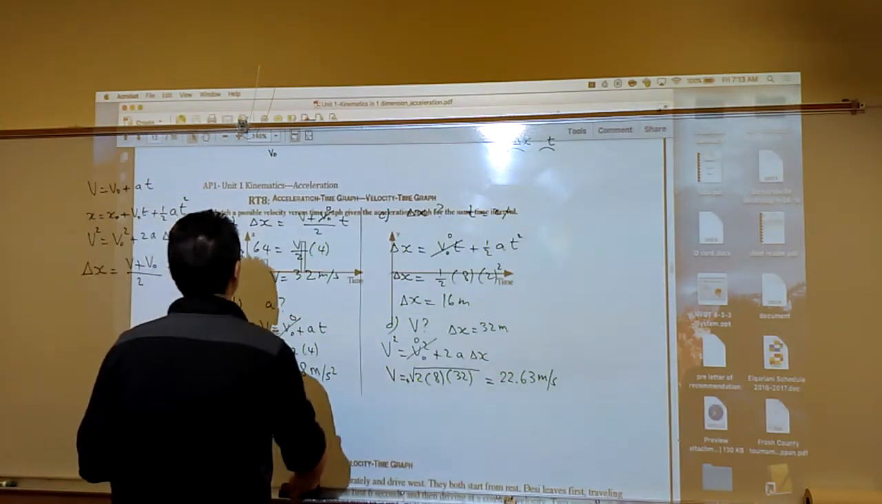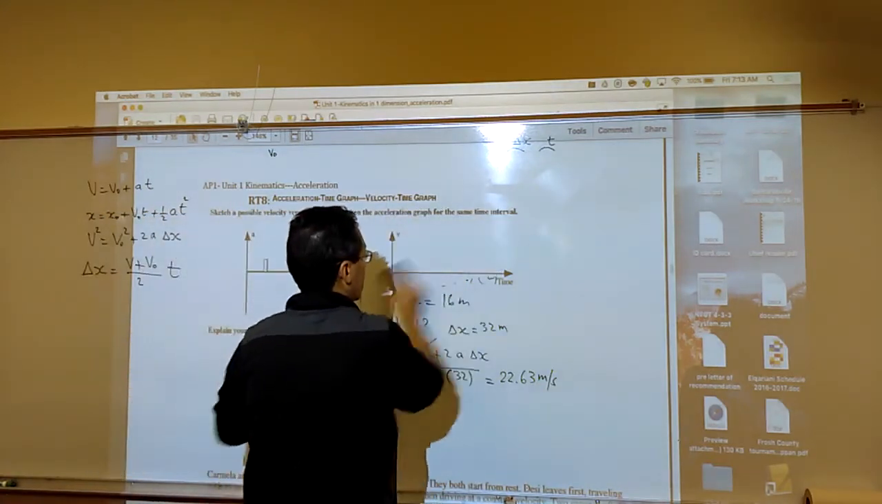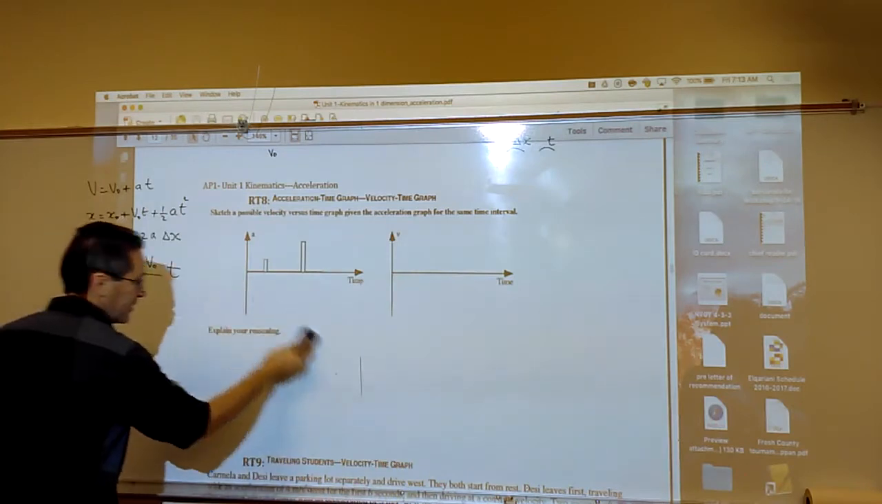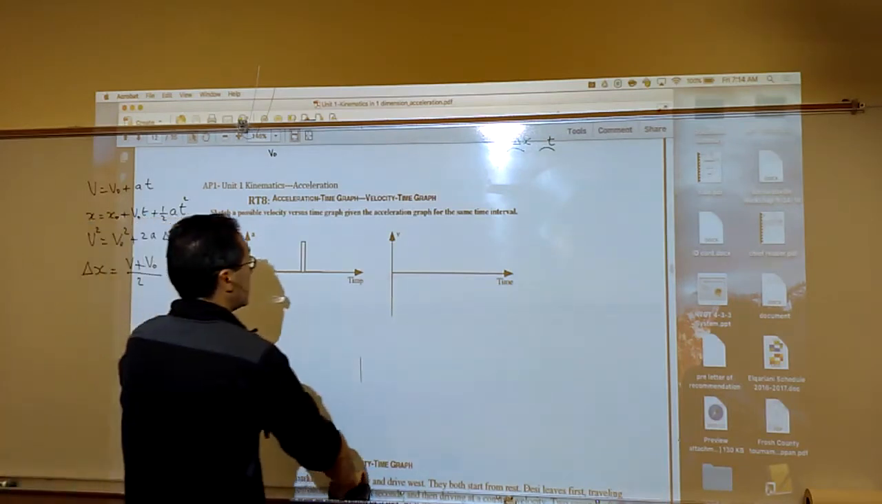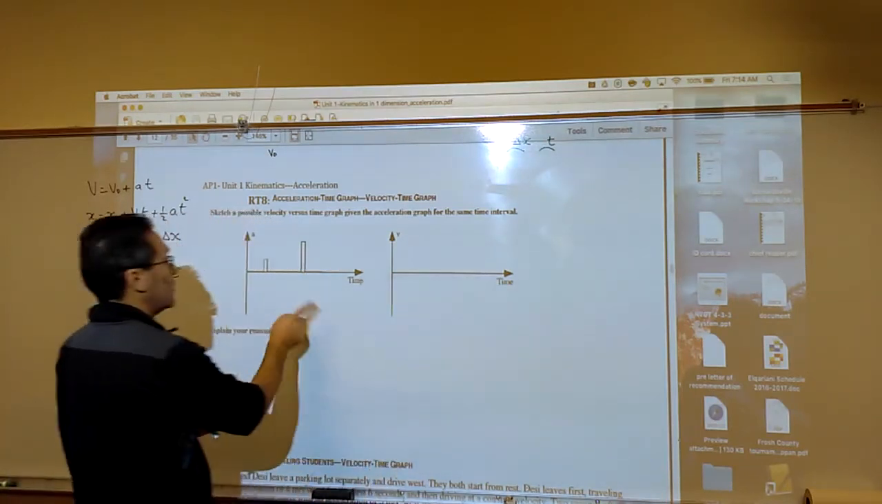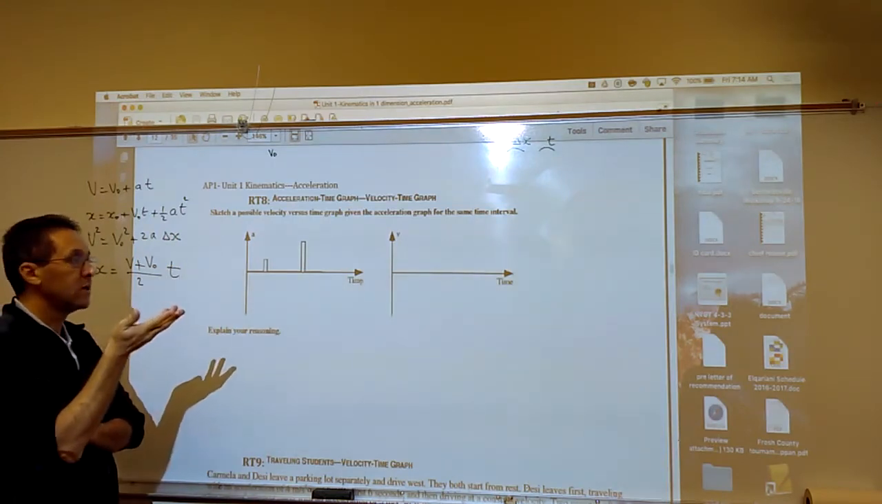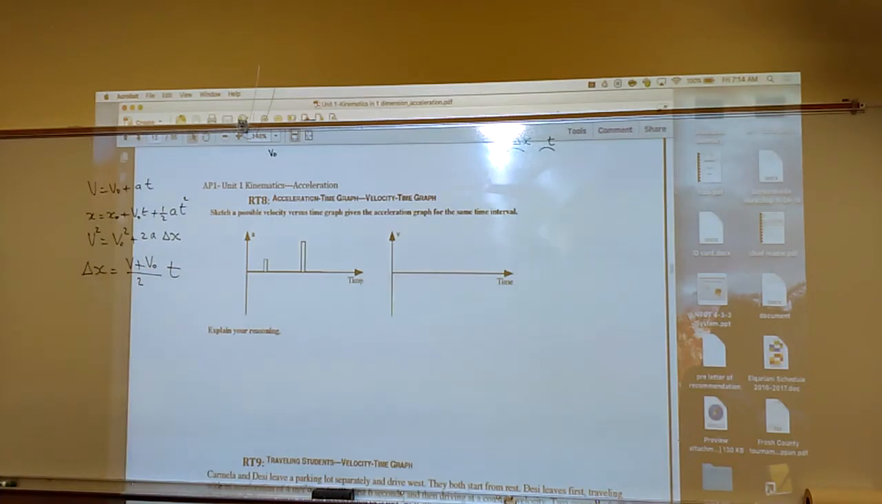Let's look at your favorite. This is a problem where you have to draw a v-t graph from an acceleration-time graph, and you have to explain. I'll do the explanation verbally, and we'll do the drawing. I'll talk a little bit about the drawing.